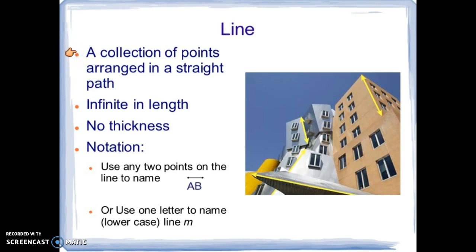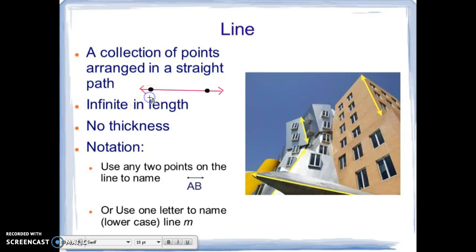A line is a collection of points arranged in a straight path. A line is infinite in length, and when we draw lines in geometry, we put arrows at either end to indicate that it goes in both directions for infinity. It has no thickness because it is made up of points which have no thickness.